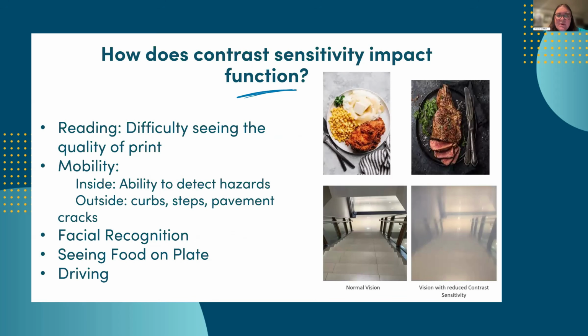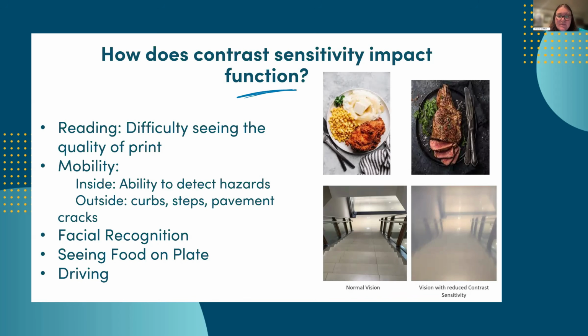So the big one, everyone usually comes into our clinic is like, I'm having trouble reading. I can't see that quality of the print. That newspaper looks faded. And so that's one of the first signs that they usually come into our clinic with an issue. The second one is mobility. So the ability to detect curbs, hazards. So they're walking along, they tripped over something that kind of blended in together. Outside on curbs and steps.